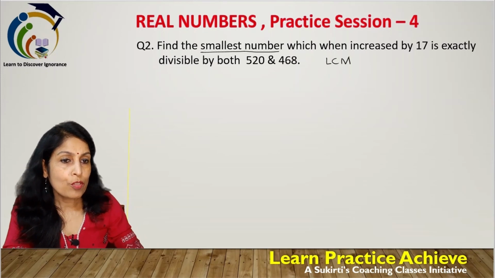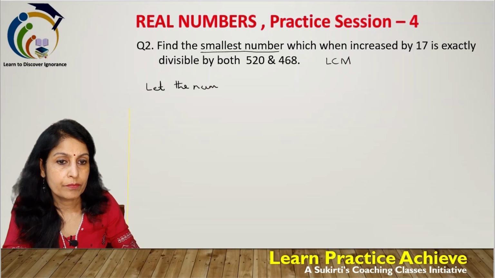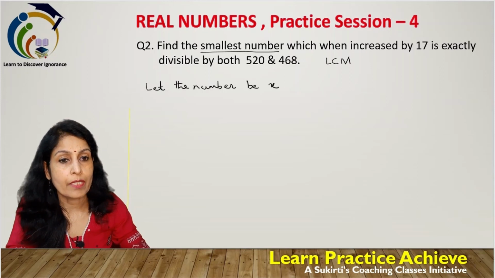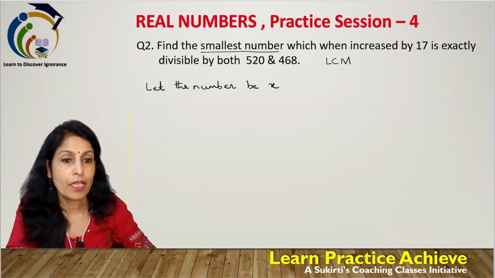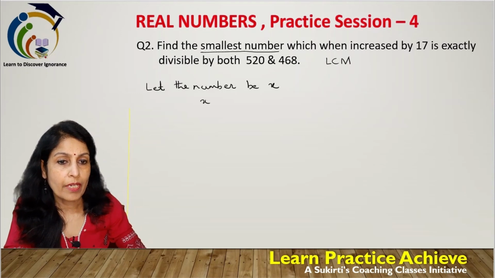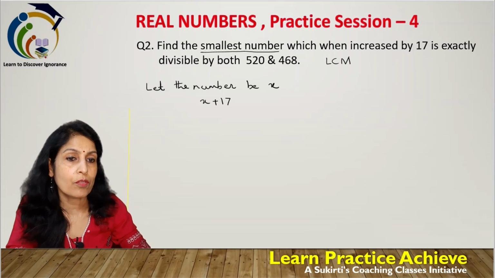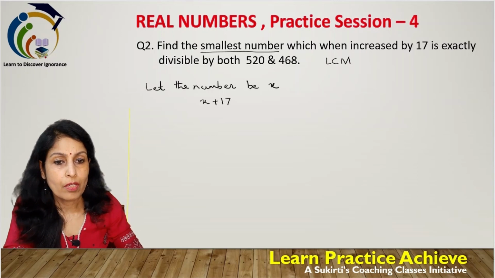Because the number is not given, we take let the number be X, which when increased by 17. If this number is increased by 17, then only it will be divisible by 520 and 468. So the number is X plus 17, and this X plus 17 will be divisible by 520 and 468. So first of all, we have to find the LCM of these two numbers.